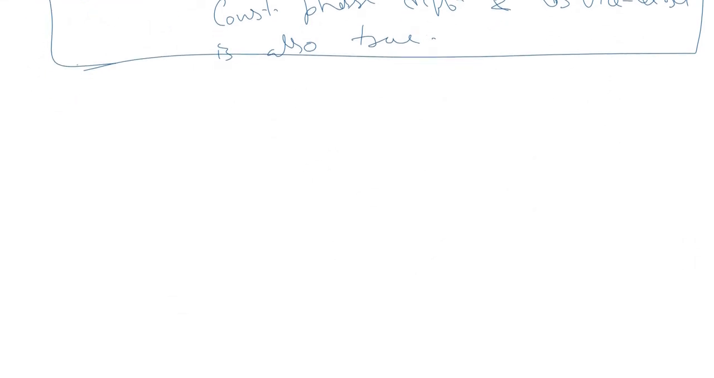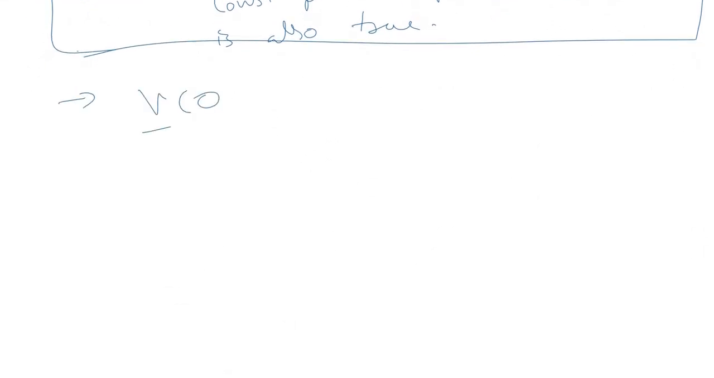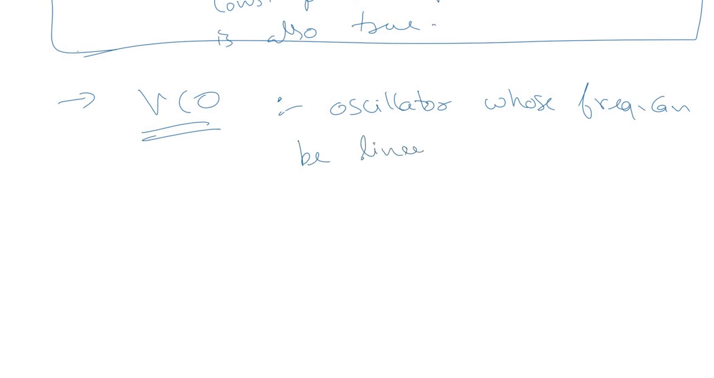Let us analyze the VCO part. So VCO, voltage controlled oscillator, is the oscillator whose frequency can be linearly controlled by the input voltage. You know that VCO is an oscillator whose frequency can be linearly controlled by the input voltage. Okay, this is how we can define a voltage controlled oscillator.